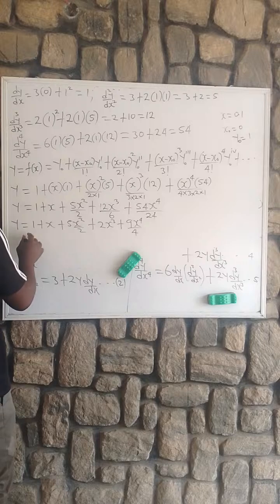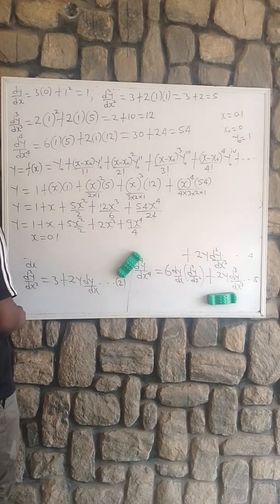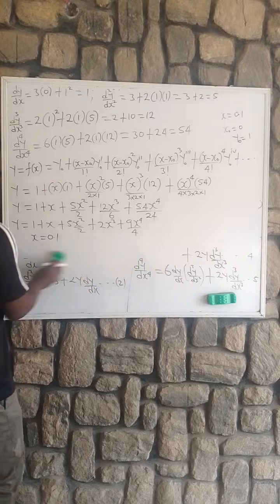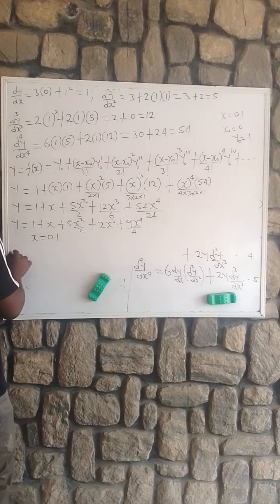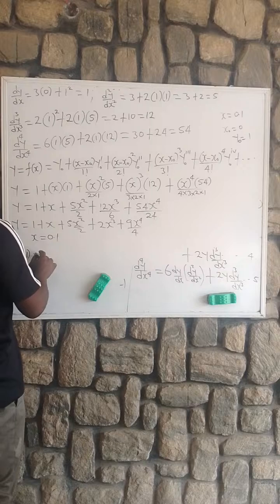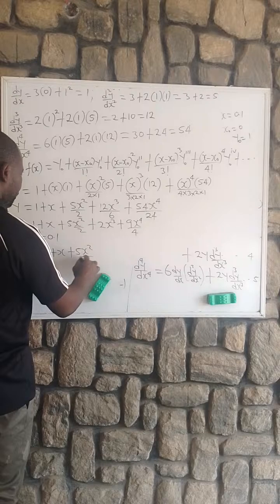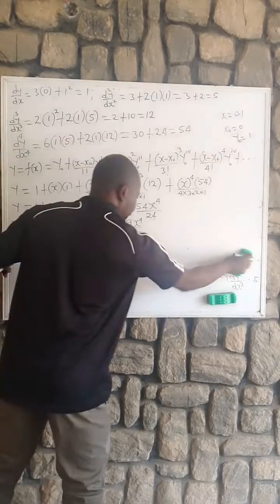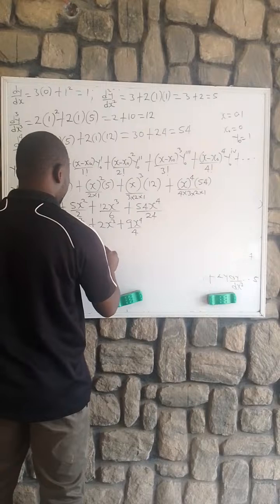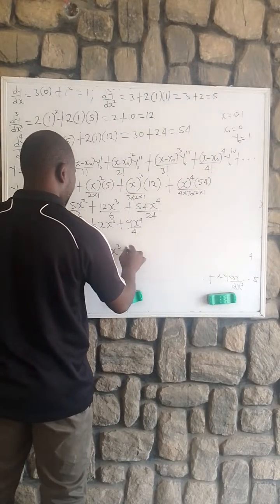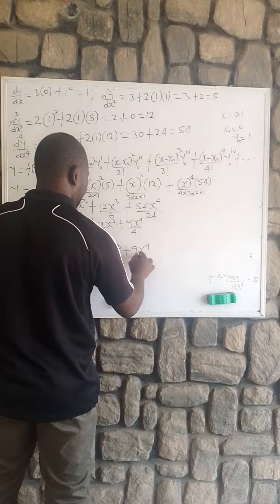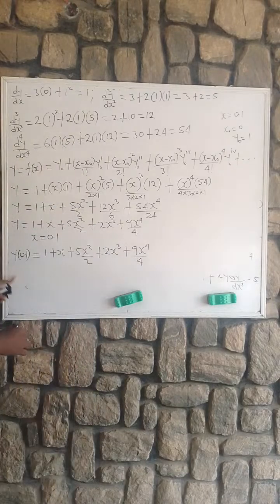Now they said we should find y at x equals 0.1, right? It means our y of 0.1 is equal to 1 plus x plus 5x squared all over 2, plus 2x cubed, plus 9x raised to power 4 all over 4. So far so good.